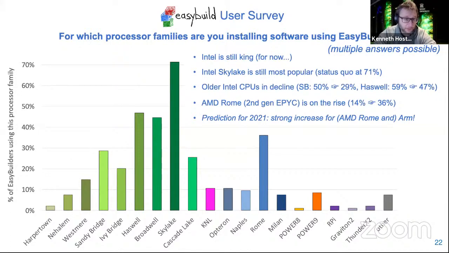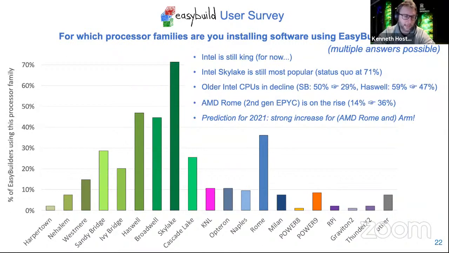The older Intel CPUs, even very old ones, are still around, like Sandy Bridge and even Harpertown, Nehalem and Westmere are still being used, and especially Sandy Bridge is still close to 30%, which is quite high, but at least it's going down. If we compare to last year, about 50% of the people still had a Sandy Bridge cluster. Now it's only about 30%, and also Haswell is slowly going down.